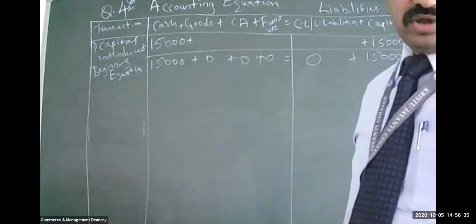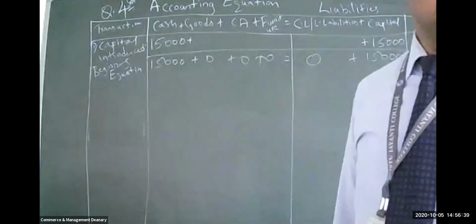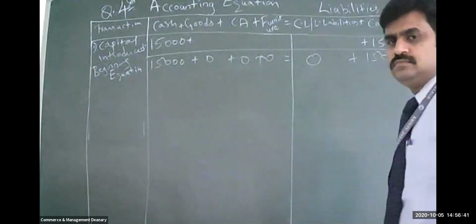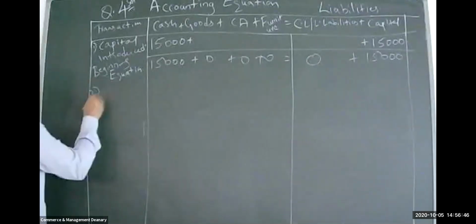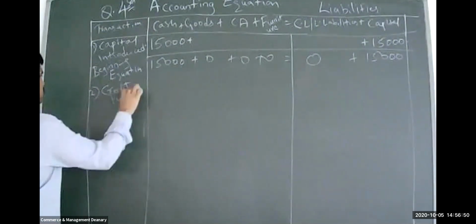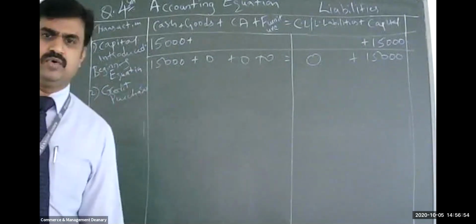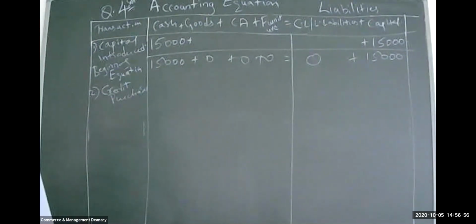You purchase goods on credit, how much? 5,000. You write credit purchases. So when it's credit purchases, his cash is not going out. So what is coming in? Goods is coming in. How much? 5,000. Add plus 5,000.